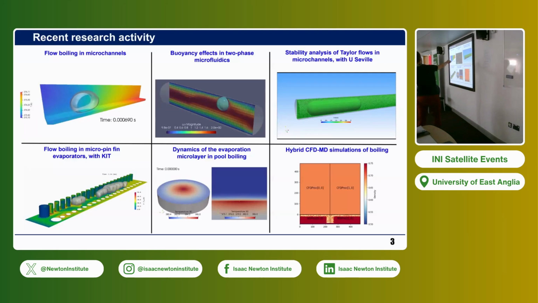Second box here in the middle is static. There is no motion, but this is work that I'm currently doing on buoyancy effect in two-phase microfluidics, and this is actually work that I'm using Basilisk for. It's the only work in which I started using Basilisk in recent years.